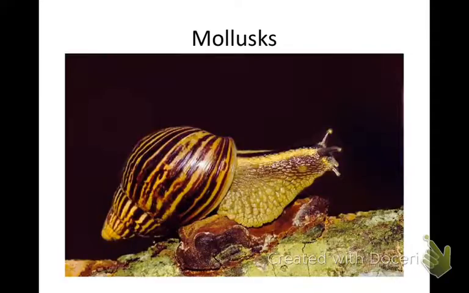Please highlight this is in phylum Mollusca, which means they have a soft body. And they have a protective shell. It can be internal or external. And that good old shell is made of chitin or calcium carbonate. If it's internal, it's usually chitin. If it's outside, it's usually calcium carbonate.